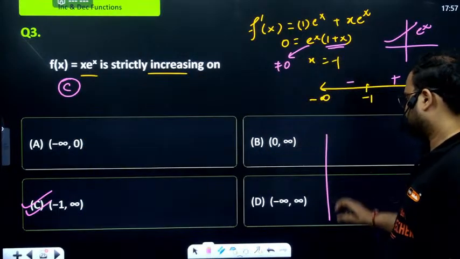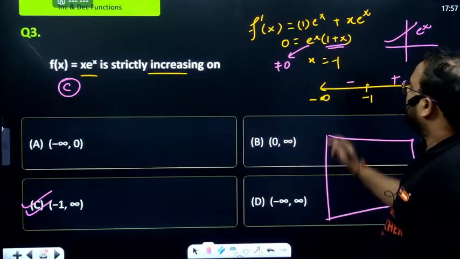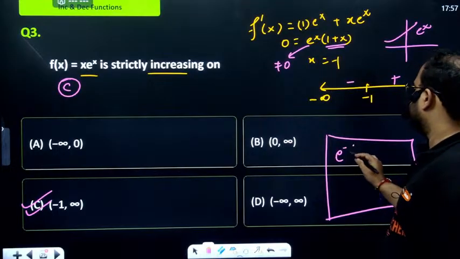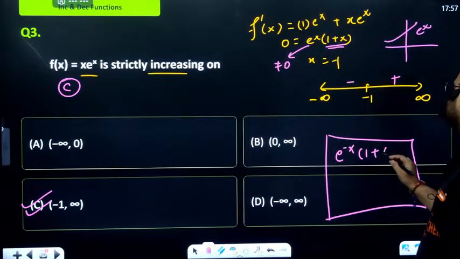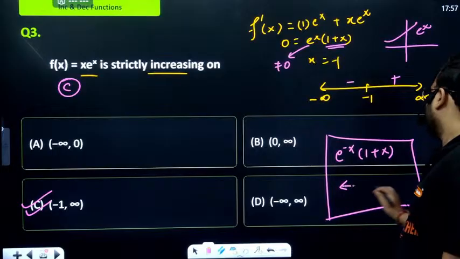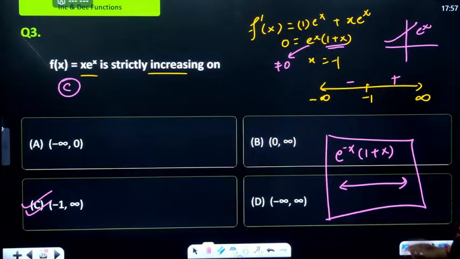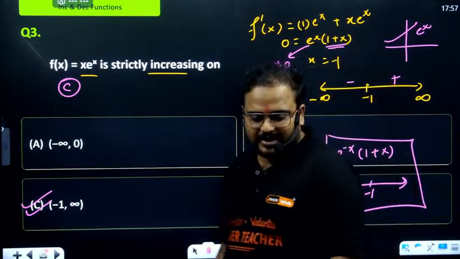What if, I have a doubt from all of you. What if this question was like this, e power minus x and 1 plus x? Then on the number line, again you'll have minus 1 over here. Will you put plus or minus sign over here? Can anybody tell in the class?